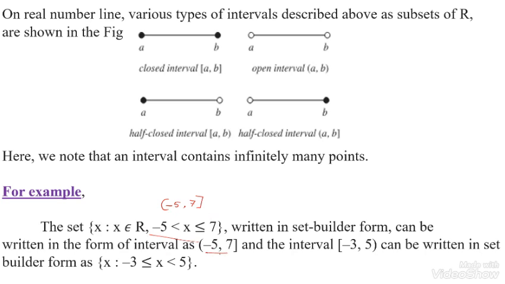Again, sometimes they give it in interval form. Here they gave it in interval form, and we can write it in set builder form: x such that minus 3 and 5 are written. Here there is a closed interval, so I will take less than or equal to, there is an element x. Here there is an open interval, so I will use a less than condition.